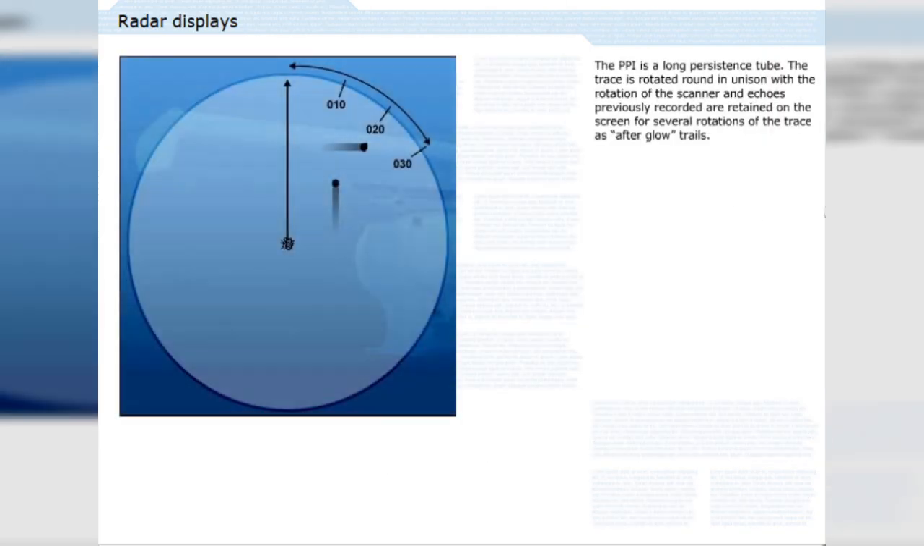Long persistence tube. The trace is rotated round in unison with the rotation of the scanner, and echoes previously recorded are retained on the screen for several rotations of the trace as afterglow trails.